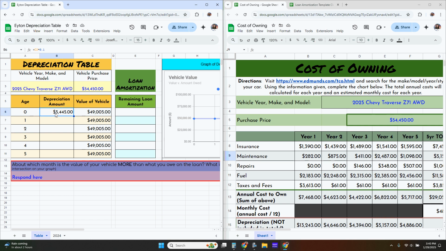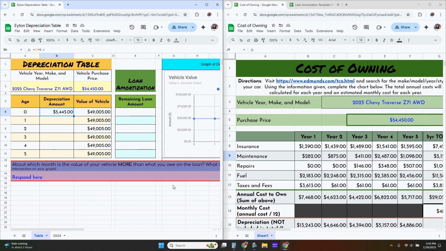So the depreciation amount right here for age 0 updated, and now the value of my vehicle is about $49,000. That is essentially the depreciation of you driving it off the lot. So once you have purchased it, you drive away. Remember that you're losing about 10% of the value of the vehicle.